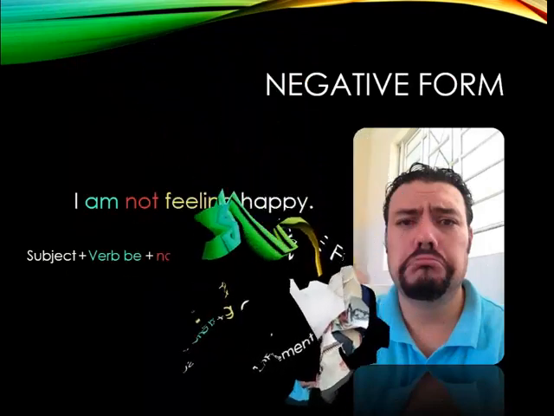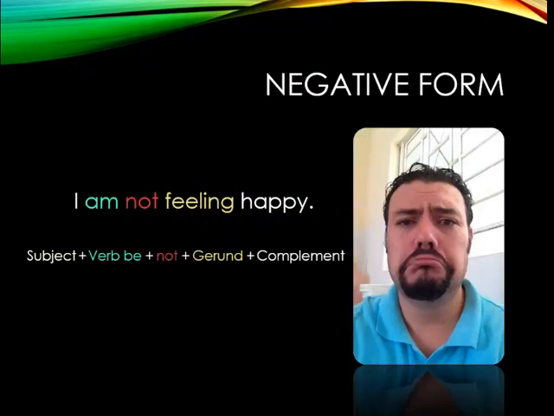Now, the way to make negative examples is like this one. In this case, I'm not feeling happy, as you can see in the picture. Now, I'm not feeling happy is formed with the subject, the verb be, not, gerund, and the complement. So the only difference between affirmative and negative is the inclusion of the word not. You see it right here. The word not is right here, and that is the only difference between the affirmative and the negative forms.